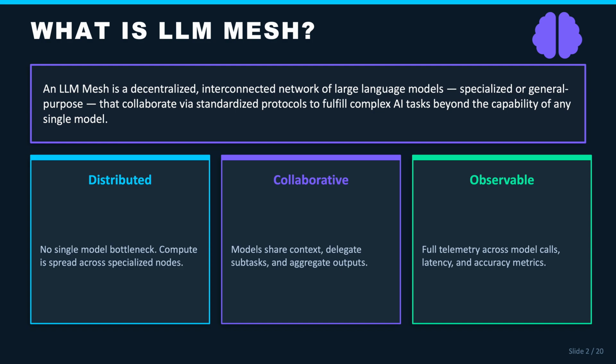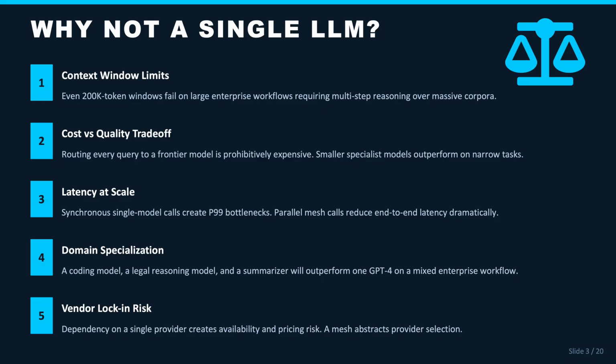The three foundational properties are distributed, meaning no single model is a bottleneck, and compute is spread across specialized nodes. Collaborative, models share context, delegate subtasks, and aggregate outputs intelligently. And observable, you have full telemetry across every model call, every latency measurement, and every accuracy metric across the entire mesh. Why not a single LLM?